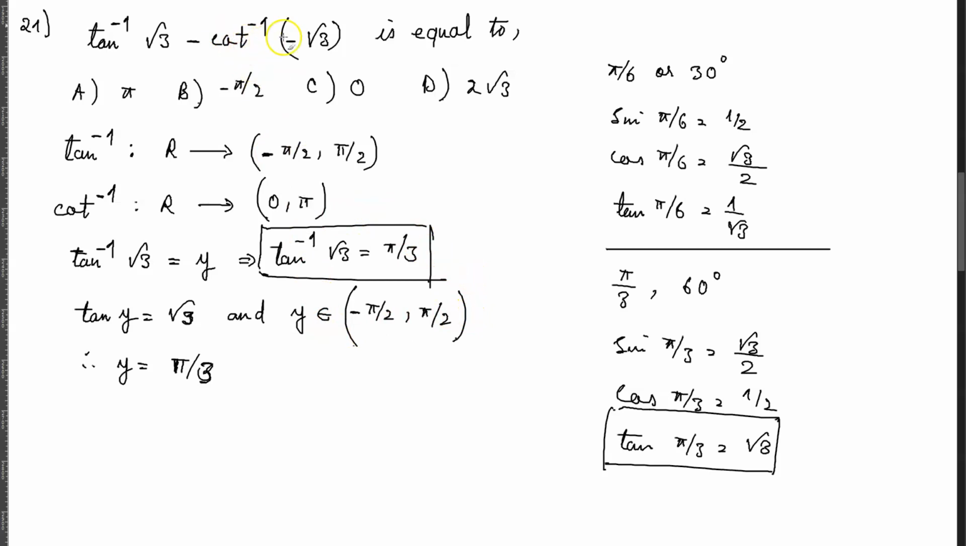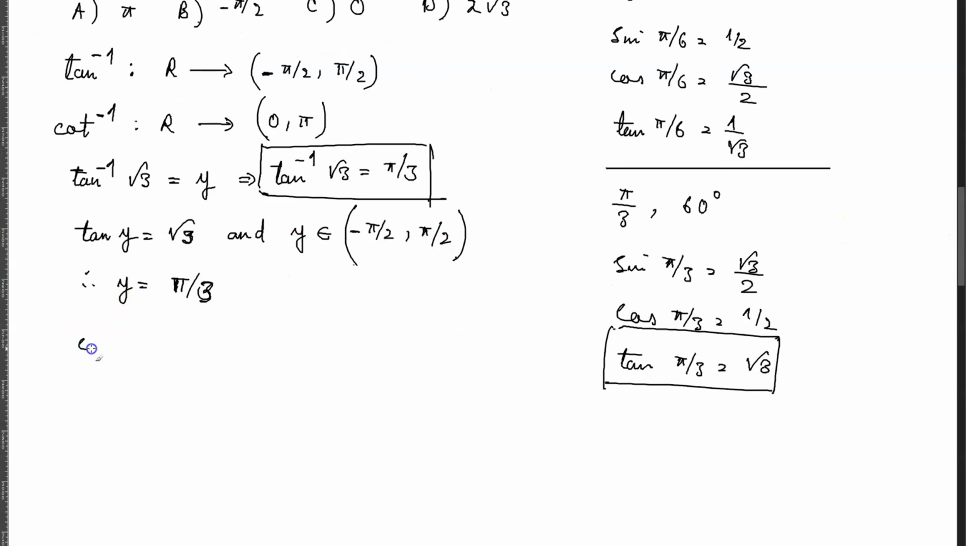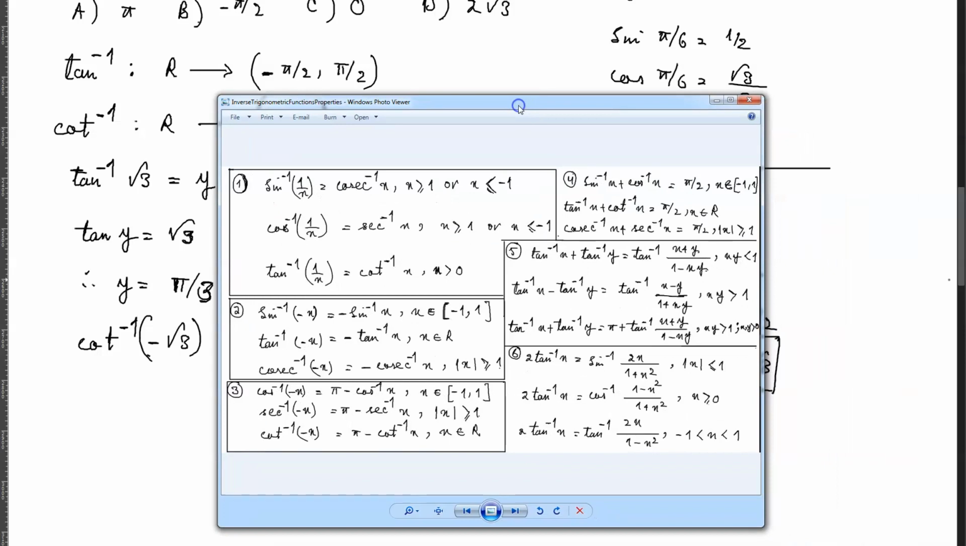The second part of this expression is cot inverse of negative square root of 3. Now, we know that, let me see if I can find this thing over here. So we said that the cot inverse of negative x is equal to pi minus cot inverse of x for all x belonging to R, right?